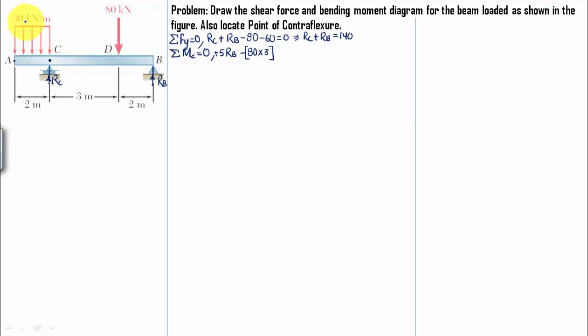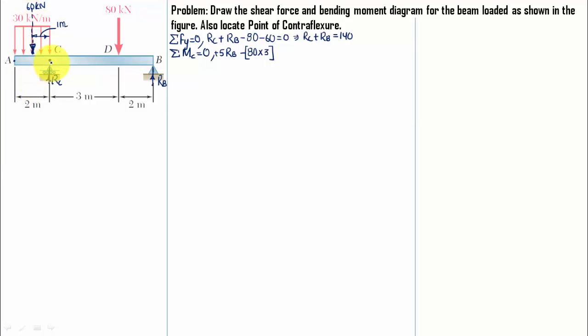We have to work with this 30 kilonewton per meter force also. Now if we were to replace this uniformly distributed load with a point load, you can do this. That's the point load which is going to replace the uniformly distributed load, and whose magnitude will be equal to 60 kilonewtons. For 1 meter it is 30, so for 2 meters it's obviously 60, which acts at this distance from point C. And this distance is how much? Half of this AC portion, that is simply 1 meter.